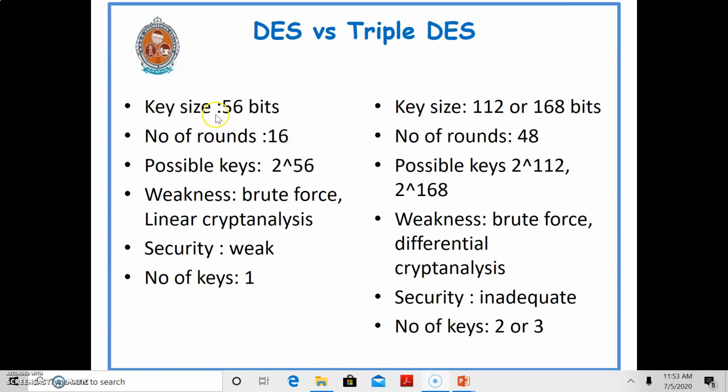DES versus triple DES. The key size is 56 bits in DES, and in triple DES it is 112 bits for 2 keys and 168 bits for 3 keys. The number of rounds of operations is 16 in DES and 48 in triple DES. Possible keys are 2 power 56 in DES, and 2 power 112 for 2 keys and 2 power 168 for 3 keys in triple DES. Weaknesses: brute force and linear cryptanalysis can easily crack DES. Triple DES is also vulnerable to brute force and differential cryptanalysis, but is somewhat more secure than DES. DES security is weak, while triple DES security is inadequate. The number of keys is 1 in DES, and 2 or 3 in triple DES.